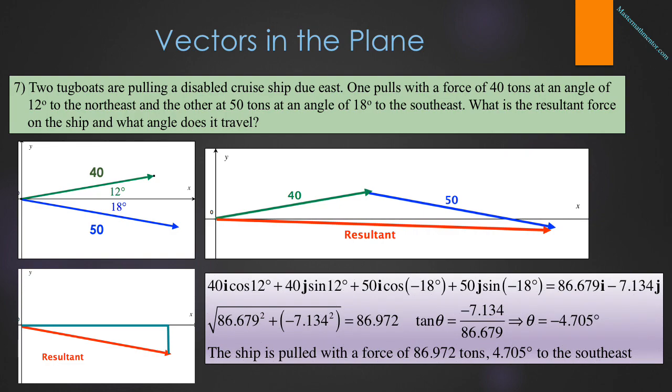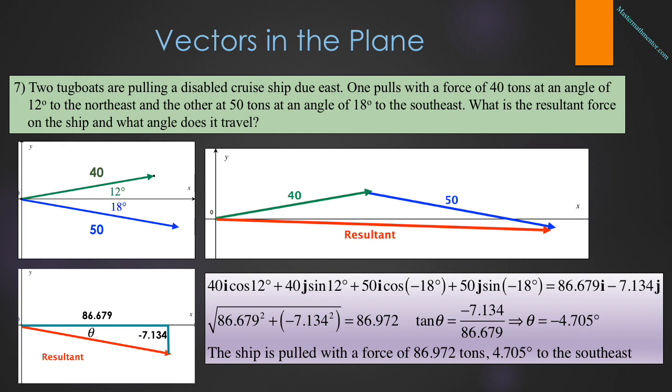Next, we add our two vectors. 40i cosine 12 degrees plus 40j sine 12 degrees plus 50i cosine negative 18 degrees plus 50j sine negative 18 degrees. Instead of using negative 18 degrees, we could have used 342 degrees. When you do this on your calculator, make sure you are in degree mode, not radians. And that turns out to be 86.679i minus 7.134j.